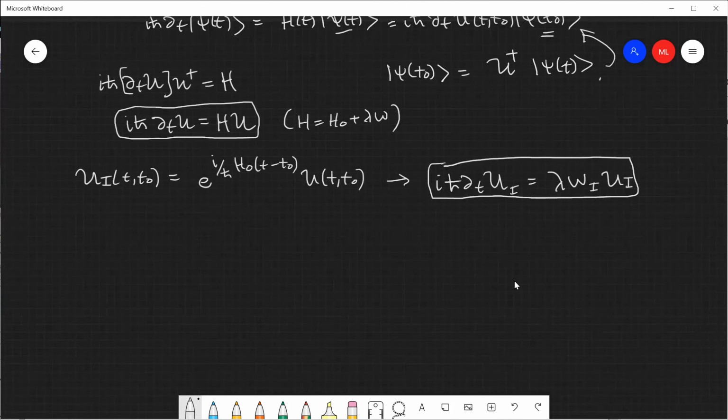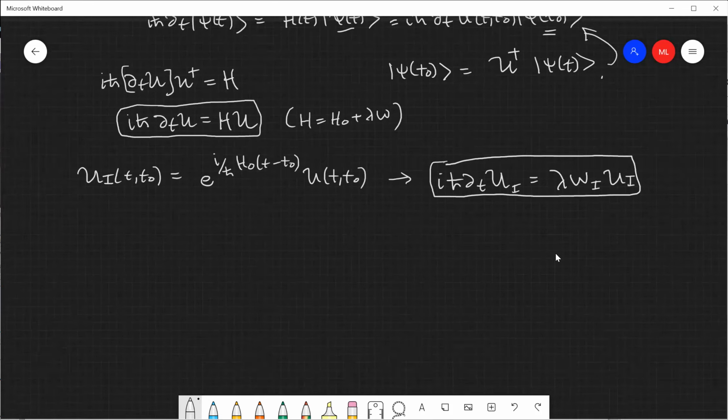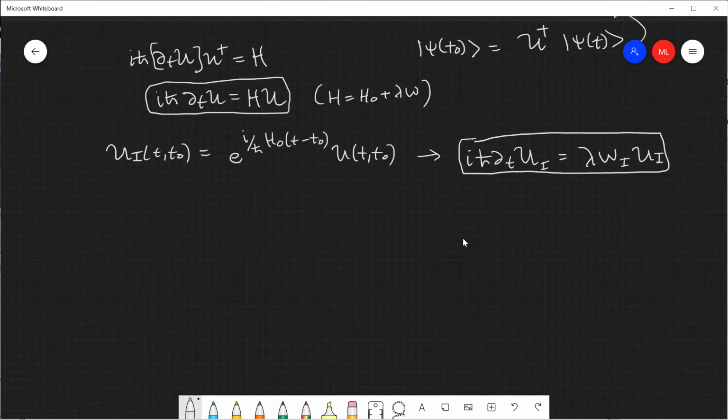And the reason this is useful is because we can actually use this equation. We can actually solve for U_I. We can sort of formally integrate this equation. And the integration of this equation gives you an integral equation that doesn't seem obviously better. But because we're going to assume lambda is small, right, then it's going to be okay. We'll be able to solve it perturbatively.